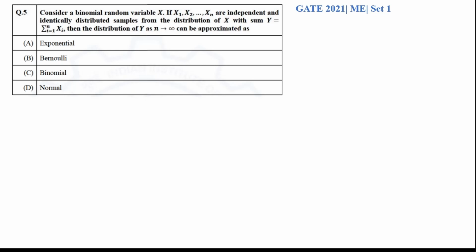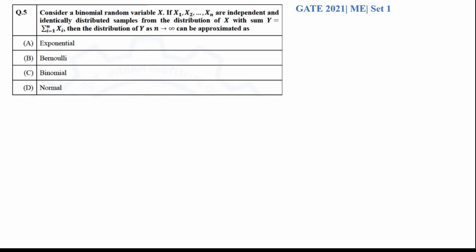The question they have asked is: consider a binomial random variable X, and if X1, X2 and so on to Xn are independent and identically distributed samples from the distribution of X, with Y equals the summation of Xi from i equals 1 to n, then the distribution of Y as n tends to infinity can be approximated as. The first option they have given is exponential, second Bernoulli, third is binomial distribution, and fourth is normal distribution.